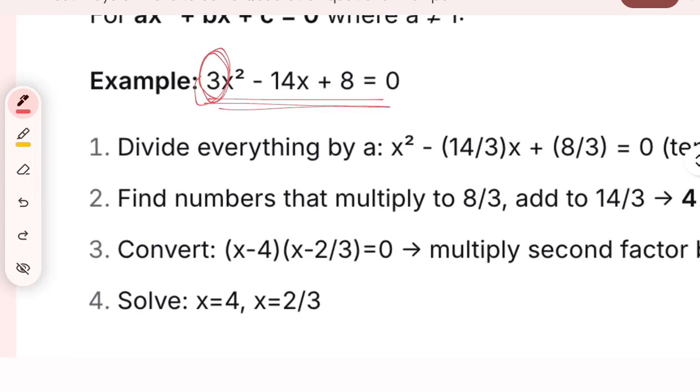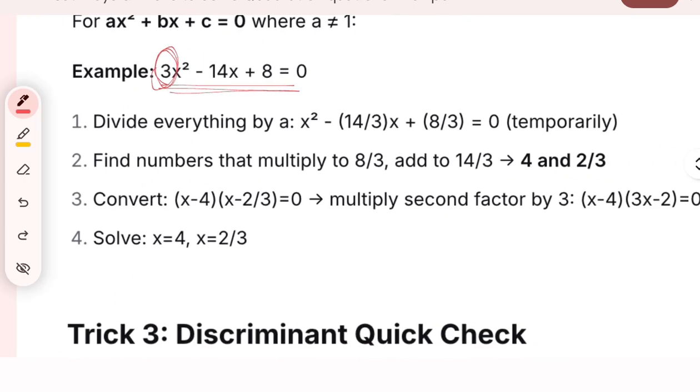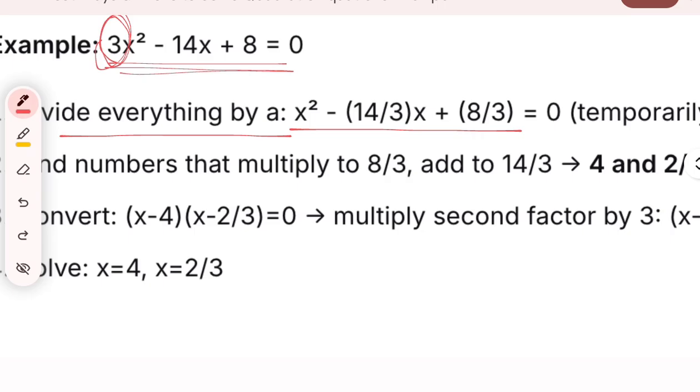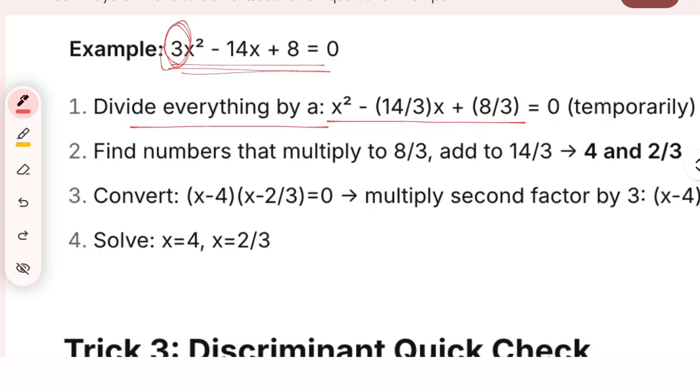So what we do is we divide everything by a, whatever is the coefficient of a. The coefficient of a is 3, right? So what you will do is divide every term by a. See? So we have x squared, the middle is 14 divided by 3x, the third one is 8 divided by 3. So we divide all the terms by the coefficient of a, which is 3.